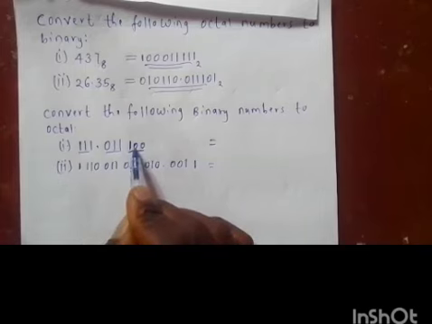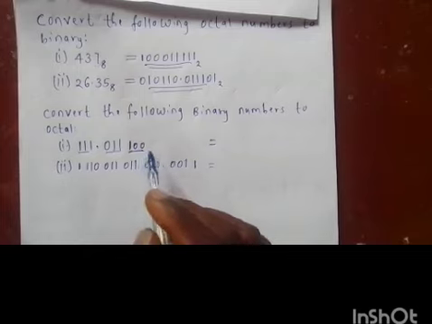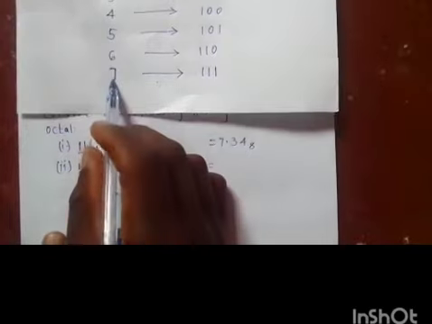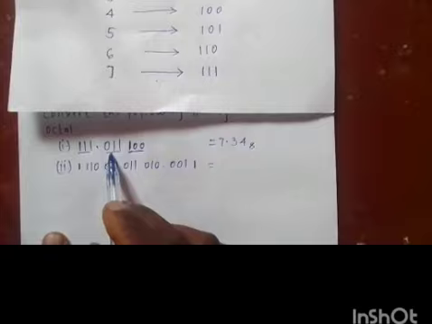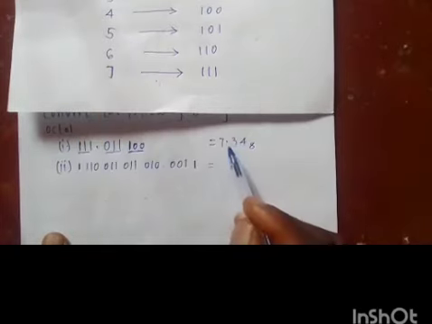So our octal number becomes, so 111 is 7, 011 is 3, and 100 is 4. So our octal number becomes this one.